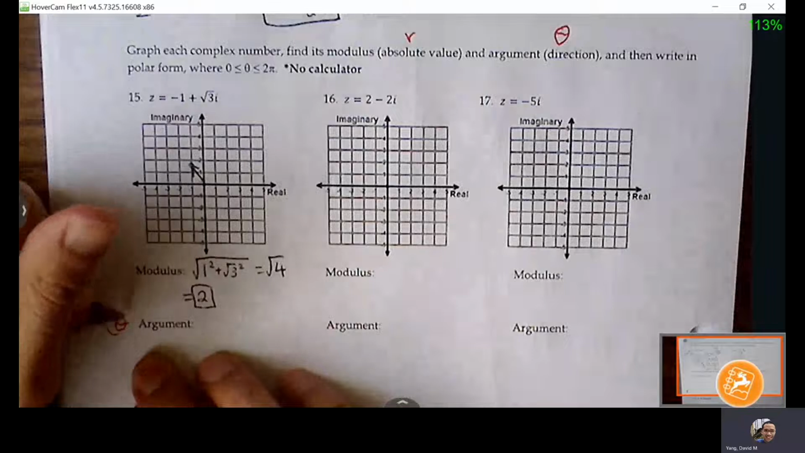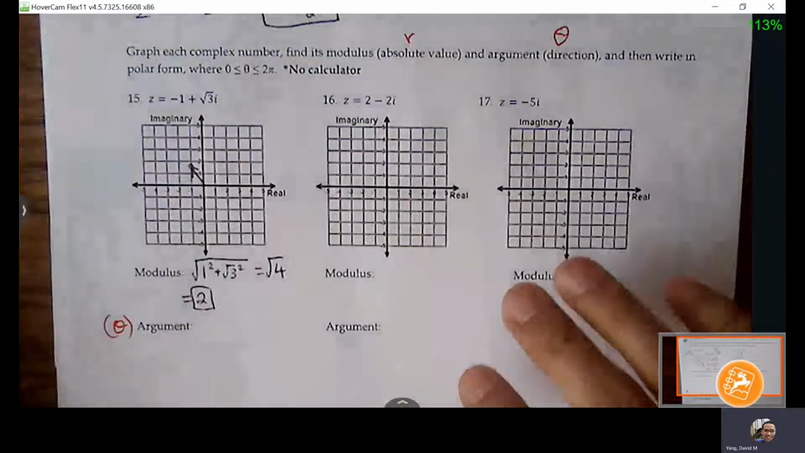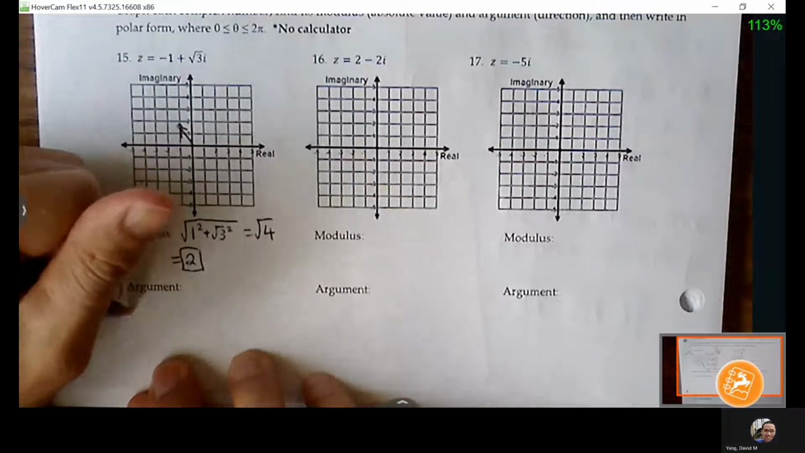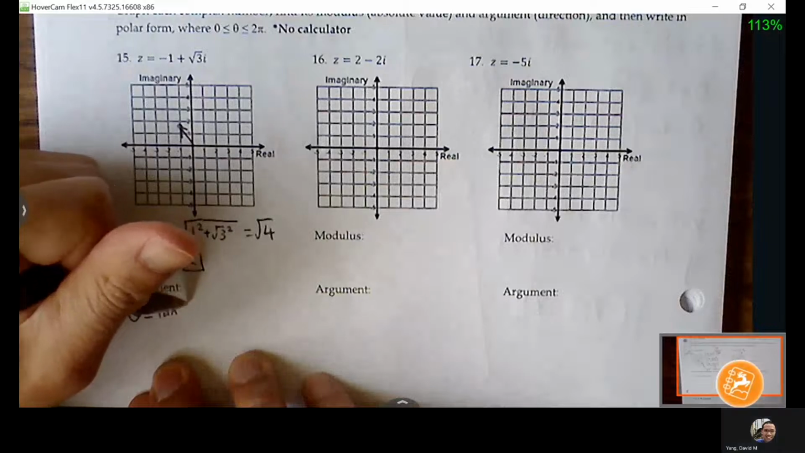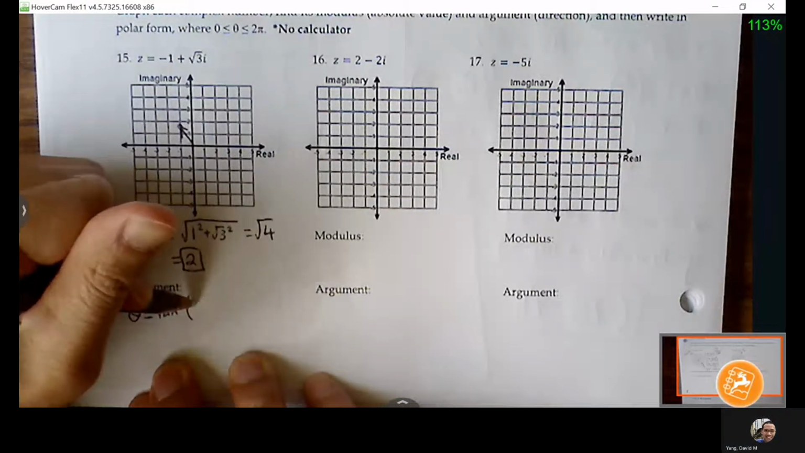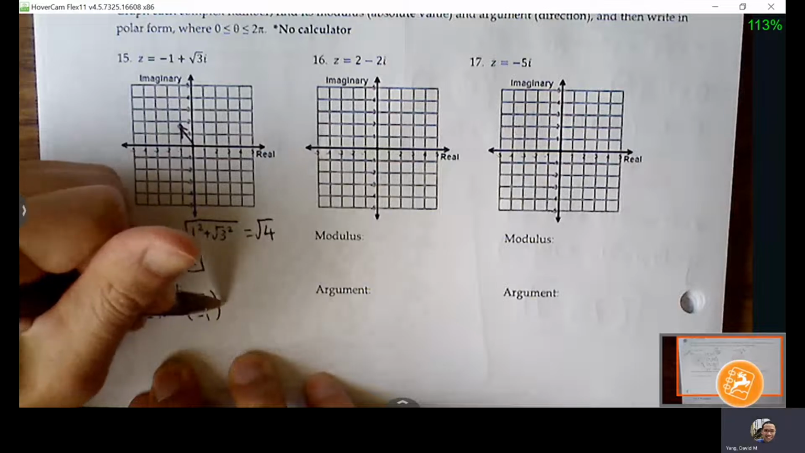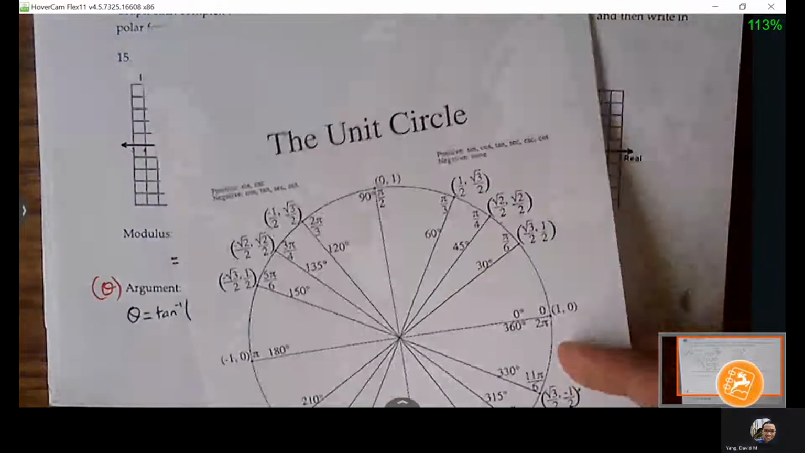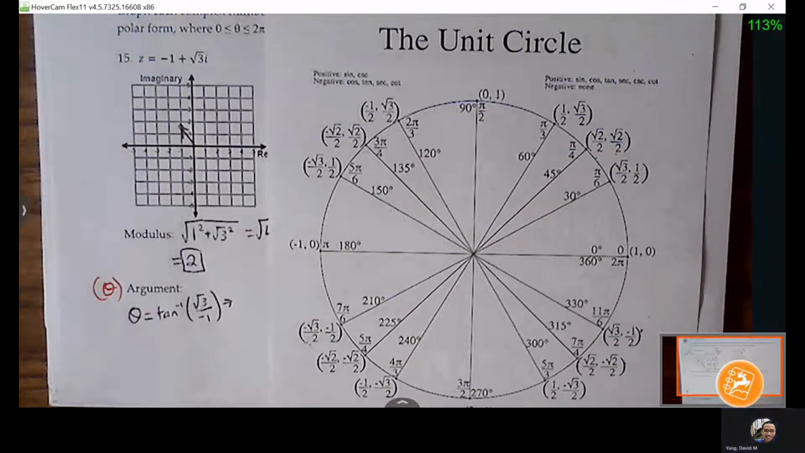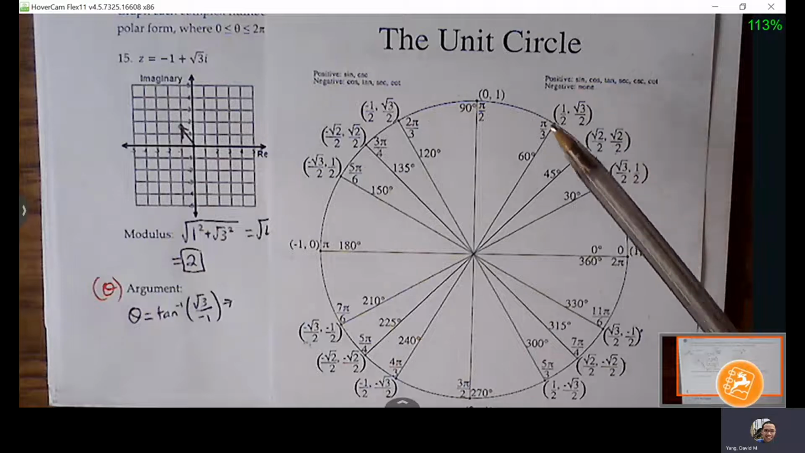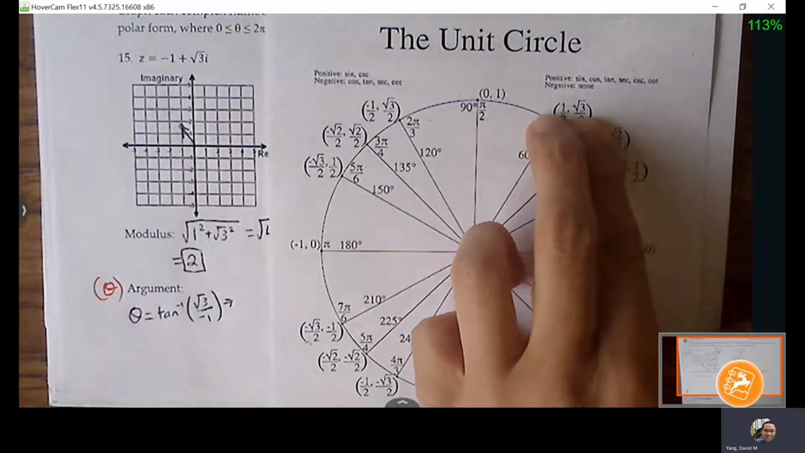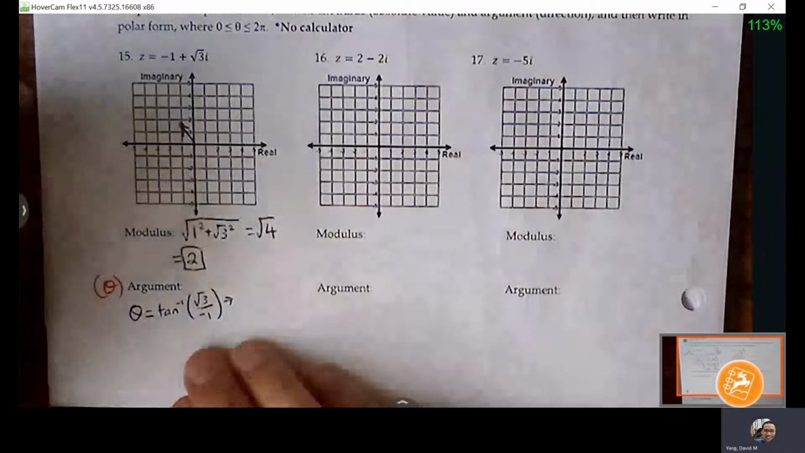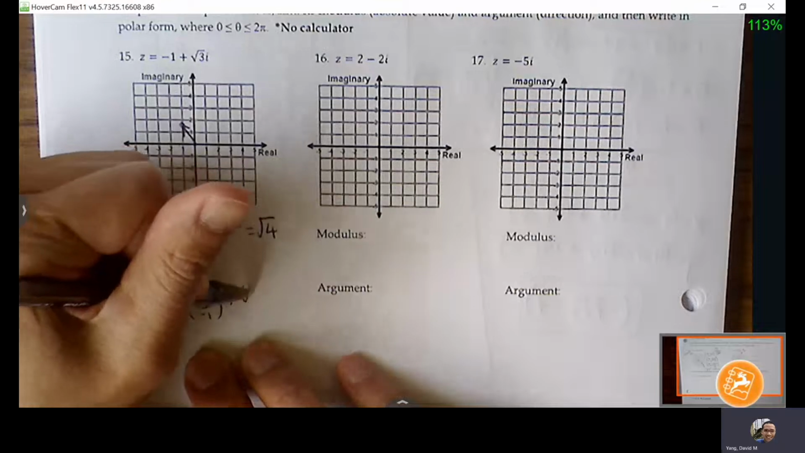Argument is just theta. For theta, we do inverse tangent, but this we can find using the unit circle. So where is tangent equal to √3? Tangent is y over x. You basically just cover up the denominator. So y over x is √3 over 1. So that's pi over 3. Or you can do 60 degrees for now.